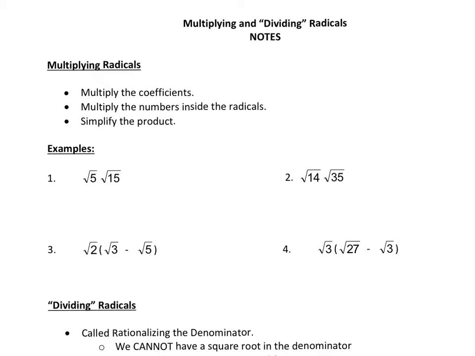All right, so these notes have to do with multiplying and dividing, in quotes, radicals. So the first thing that we're going to talk about, and I think it's the easiest thing to talk about, is this idea of multiplying radicals. Okay, so what we do when we multiply is we multiply the coefficients that are on the outside of the square root, and then we multiply the numbers inside the radicals, so the numbers underneath the square root, and then we simplify the product using our simplification, okay?